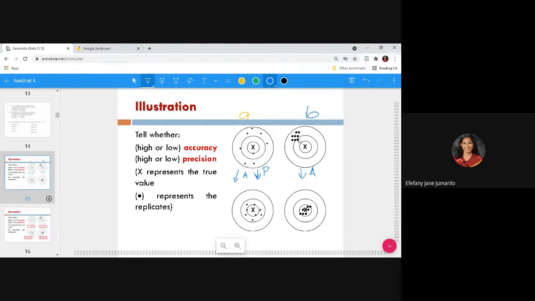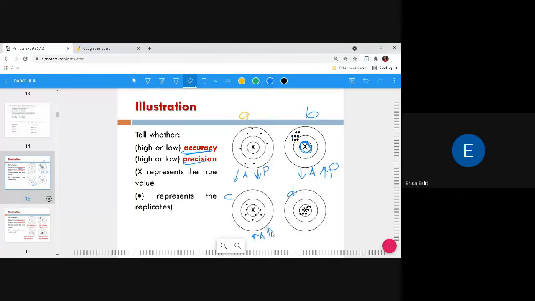When you say accuracy, you look at the true value: how close are the replicates to the true value? But when you say precision, how close are the replicates to each other? Letter B has high precision, ma'am. Now, letter C. High accuracy, ma'am. And low precision. Okay.